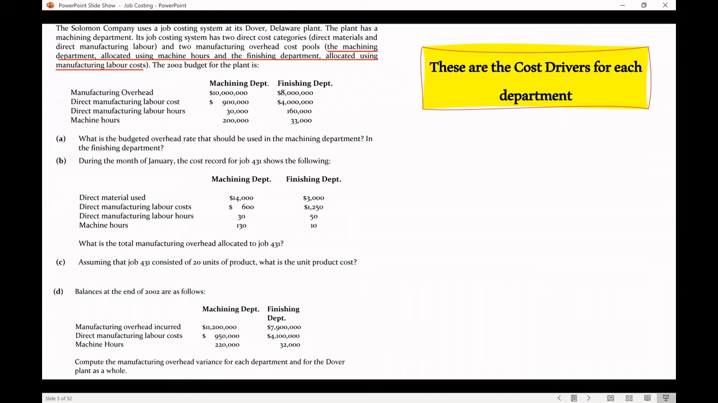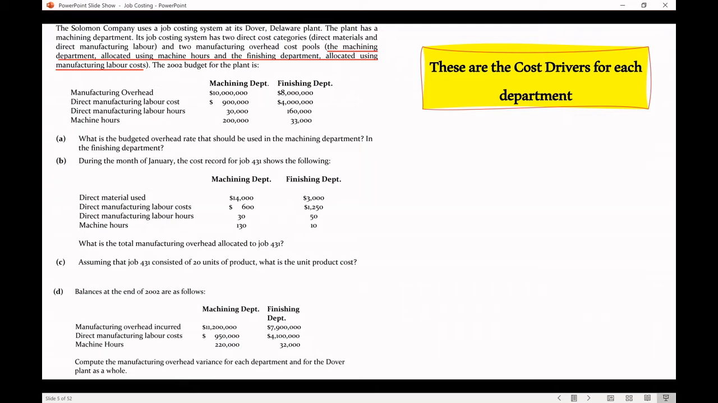So continuing, the 2002 budget for the plant is as follows. And as I said before, it's two departments for overheads. So you'll be getting information in terms of manufacturing overheads for both departments. So we have our headings, machining department and finishing department. And the information that we have here is the budgeted overheads, right? Budgeted direct manufacturing labor costs, budgeted manufacturing labor hours, and we have machine hours.